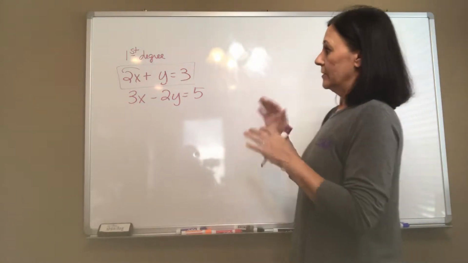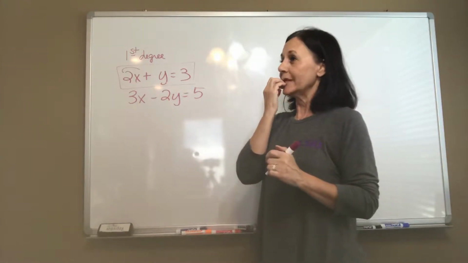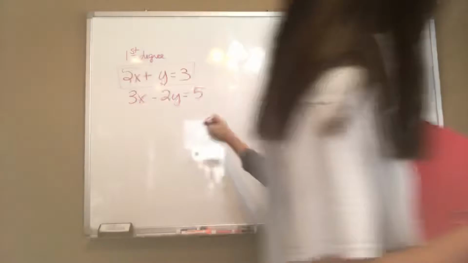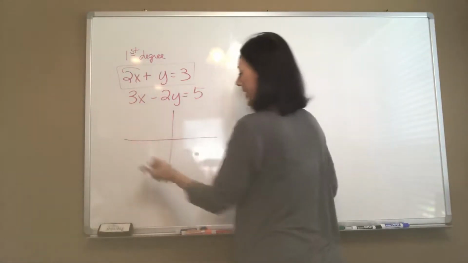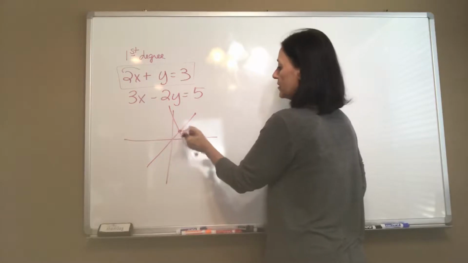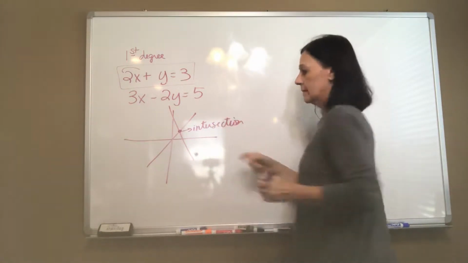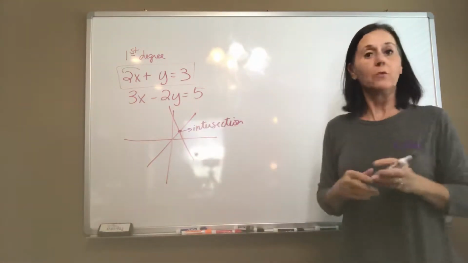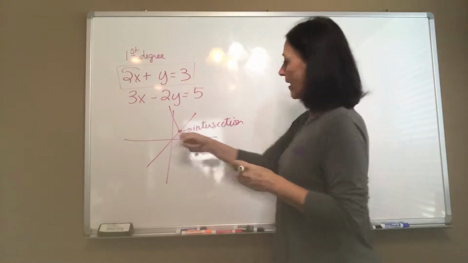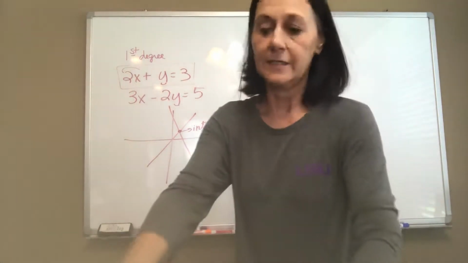So, we are going to find the point where these two equations, or these two lines, if I graph them, intersect, their point of intersection. All right, that's what we're doing when we're solving using substitution. We're literally finding where those two equations intersect.